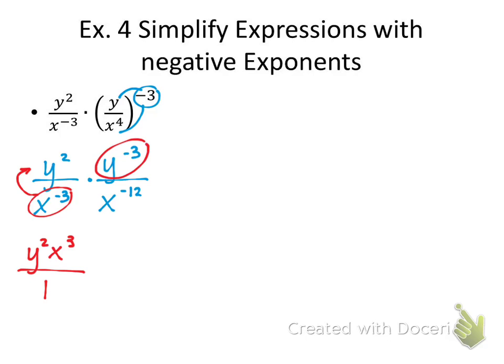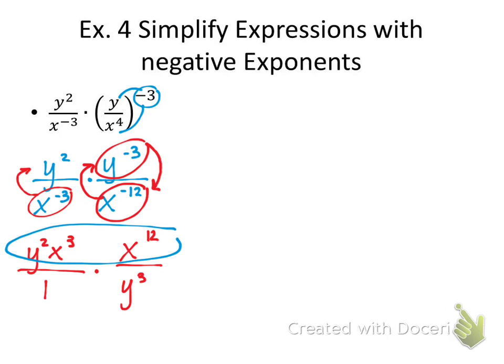Now on this problem, I know in order to get this 3 to become a positive, it needs to go to the bottom. This 12 to become a positive, it needs to go to the top. So I just rewrite it x to the 12th power over y to the 3rd power. Now I'm going to do what we did in that first problem on the last example, and we're going to work straight across. So we're going to find like bases and add their exponents. So I notice I have x's here. So 3 plus 12 is x to the 15th power.